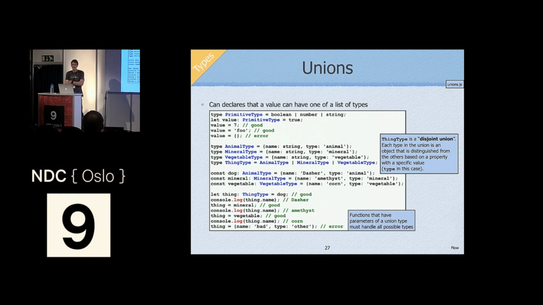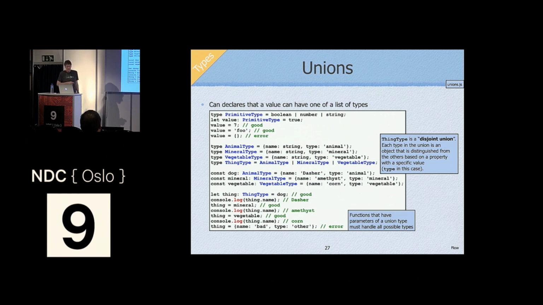So if you add Flow to JavaScript, you do get a lot of the benefits that you see in Elm. Certainly not all of them, but some of them. And this is one of those. So I can say that a primitive type means that it's a Boolean or a number or a string. And then if I say that something is a primitive type, I can assign any of those in. So it's not just one type, it can be any of these types. So 7's good, foo's good, true's good. Assigning an empty object, that's not good, because that's not one that I was allowing.